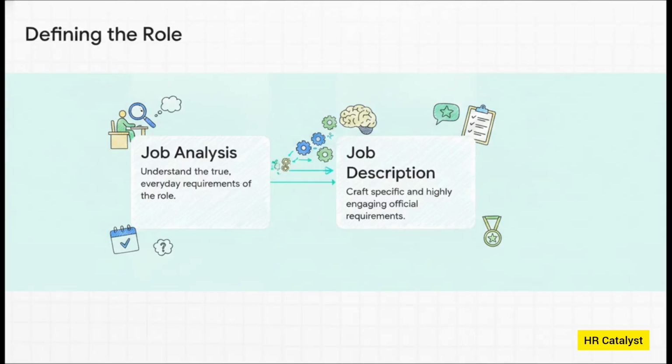Once that requisition is fully approved, we move rapidly through job analysis. This is where you look incredibly closely at the role to understand its true everyday requirements. Like, what will this person actually be doing on a random Tuesday afternoon? If you realize a role actually requires 80% isolated spreadsheet work instead of collaborative, creative brainstorming, well, that fundamental truth will completely change who you look for. The deep insights you gather during this honest analysis directly feed into the second step, crafting the official job description.